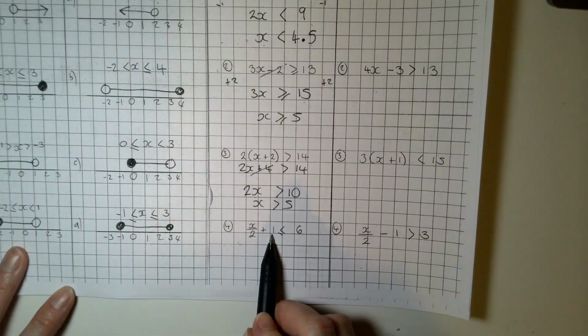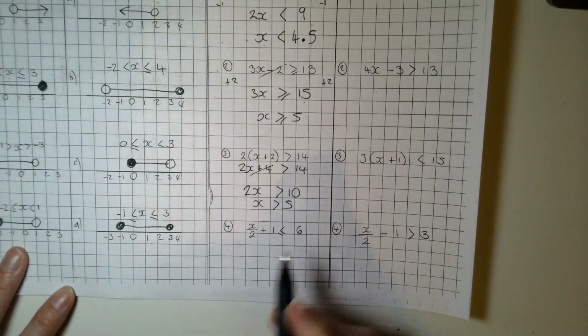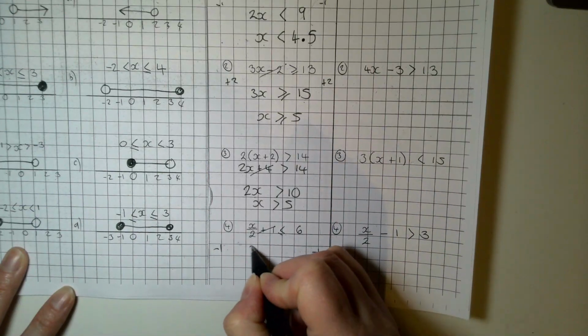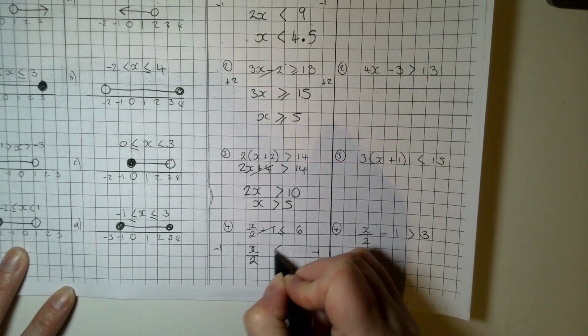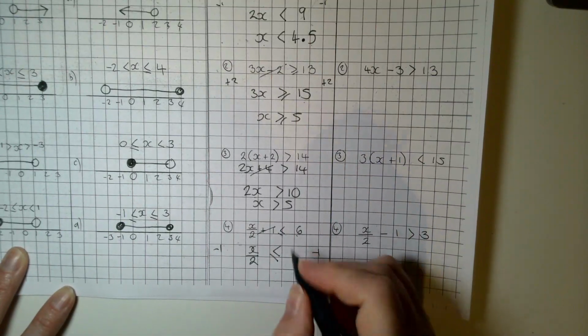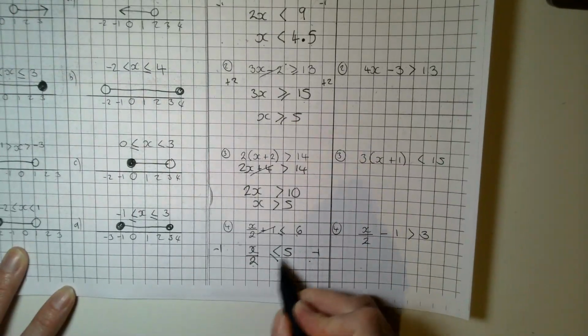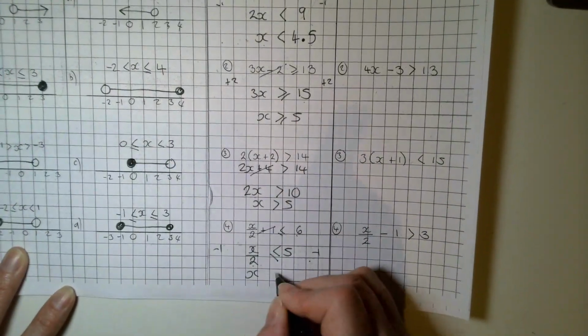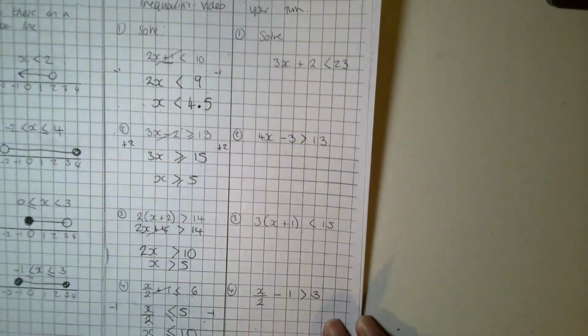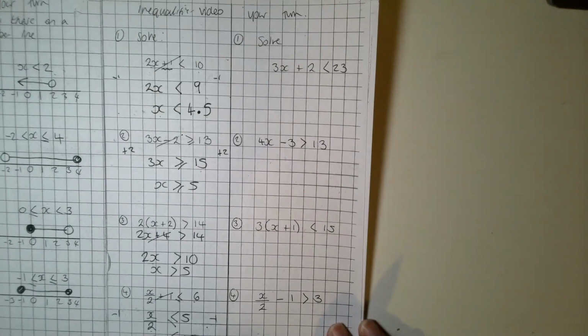With a fraction and a whole number, get rid of the whole number first. It's an add 1, so we take away 1. So x over 2 has to be smaller than or equal to 6 minus 1, which is 5. And now times these two together. So x has got to be smaller than or equal to 10. Okay, over to you guys. Have a go at these.